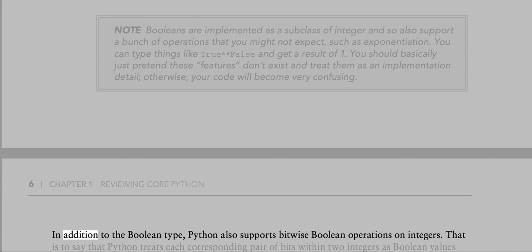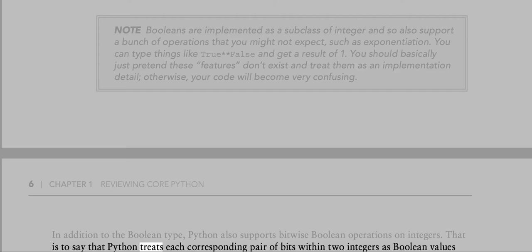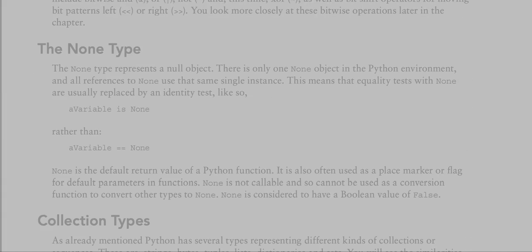In addition to the Boolean type, Python also supports bitwise Boolean operations on integers. That is to say that Python treats each corresponding pair of bits within two integers as Boolean values in their own right, and applies the corresponding operation to each pair of bits. These operations include bitwise and, or, not, and, this time, XOR, as well as bit shift operators for moving bit patterns left or right. You look more closely at these bitwise operations later in the chapter.